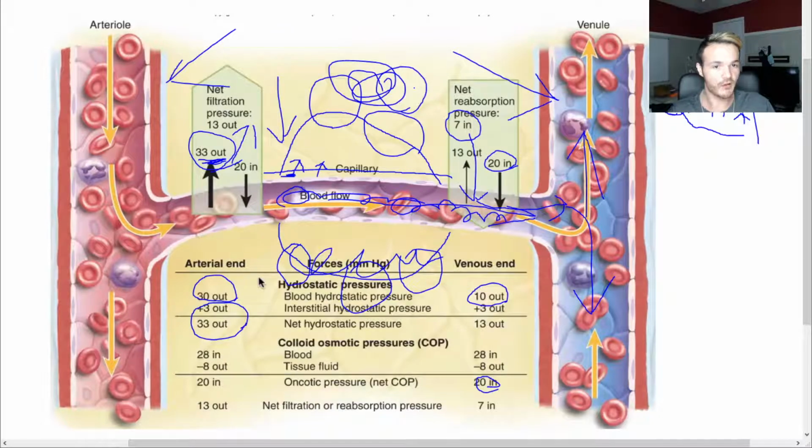These have terms though. Filtration only happens at the arterial end. Reabsorption happens at the venule end. With filtration, we're basically filtering out the water that can be pushed out, or plasma, along with its nutrients, oxygen, and so on and so forth. And then we have this used blood that is coming through.